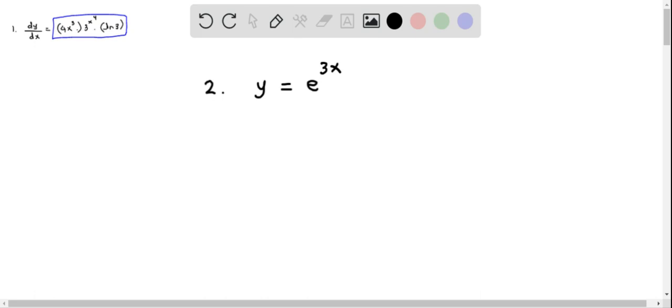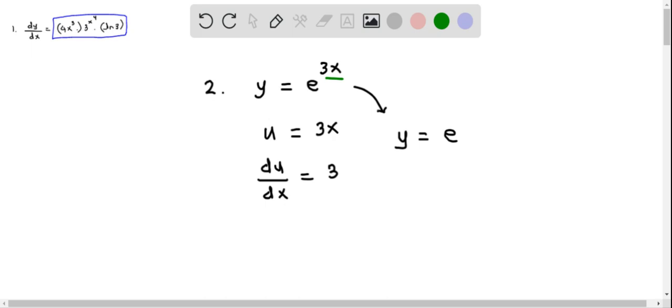We now do question 2. Here we have y equals e^(3x), and we find its derivative. Once again we make the u substitution, that is u equals 3x, and let's find the derivative of u with respect to x. So du/dx equals 3 times the derivative of x, which is 1, so it is basically 3. And we can rewrite this equation in terms of u. So y equals e raised to the power of u, replacing 3x by u.